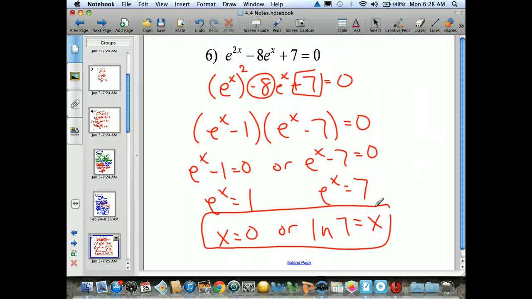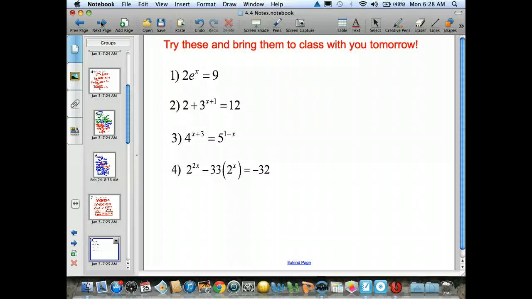methods for solving different types of exponential equations. What I'd like you to do is maybe pause this recording now, and if you need to, go back and view bits and pieces for the different methods for the different types of equations. But try these 4 problems, solve them, check them on your calculator, bring them to class with you tomorrow, and then we'll discuss these problems and take a look at practicing some other ones before we move on to our next part of our unit.